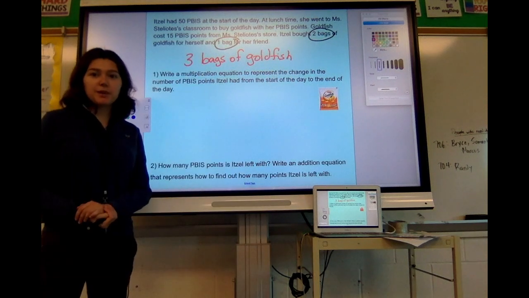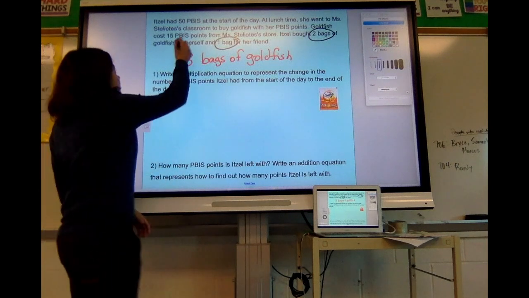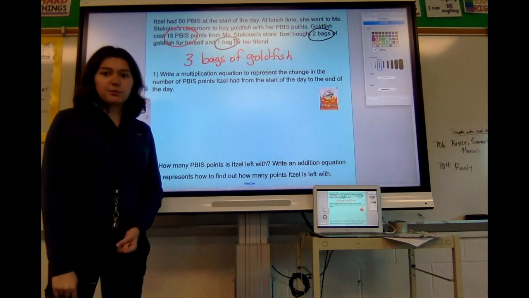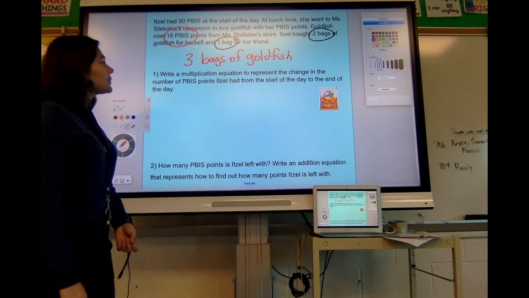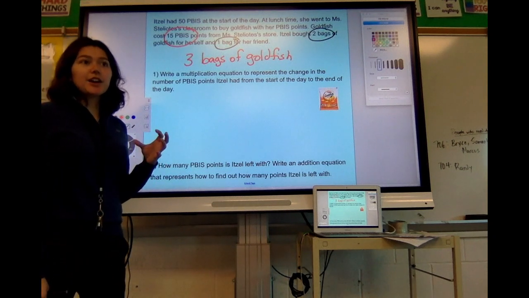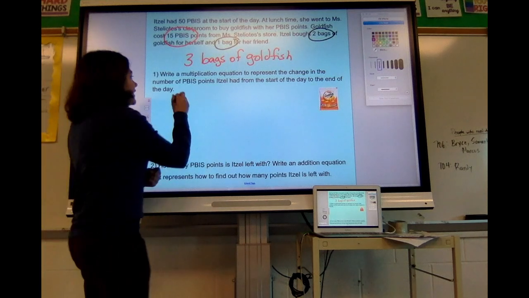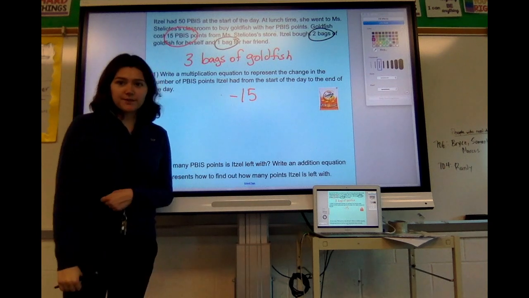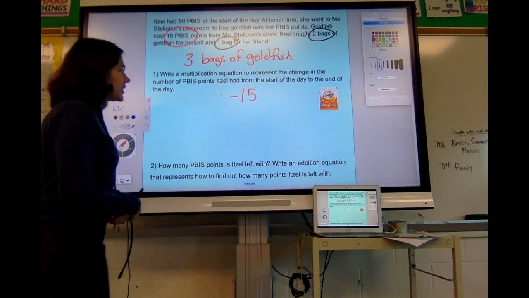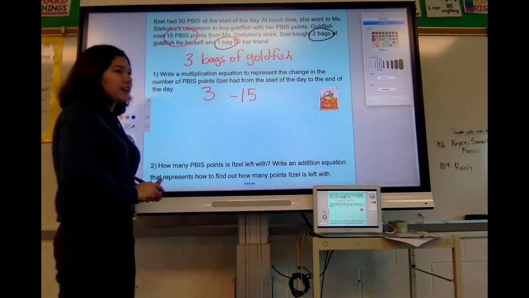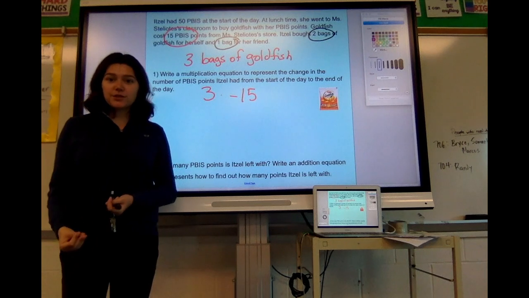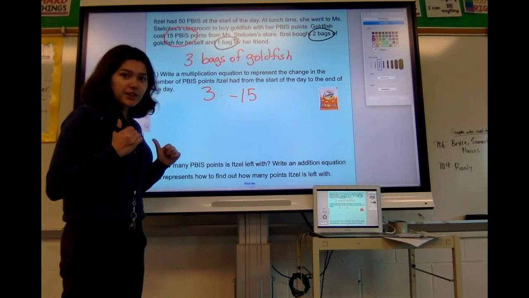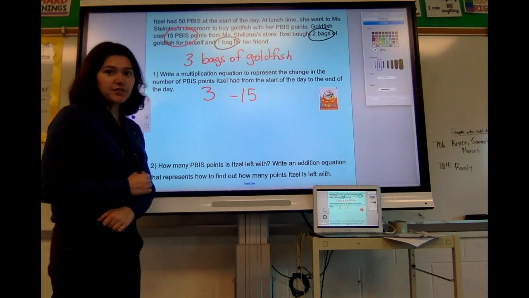And then we have to think about how many PBIS points she's spending on the goldfish. So the goldfish each costs 15 PBIS points. So as an integer, what represents that costing 15 PBIS points is a negative 15, right? Negative 15 represents how much we're losing. And then we're buying 3 bags of them. So if we're trying to figure out the change or how much it cost her in total, we have to do 3 times negative 15. Meaning we take away 15, take away another 15, and then take away a third 15.